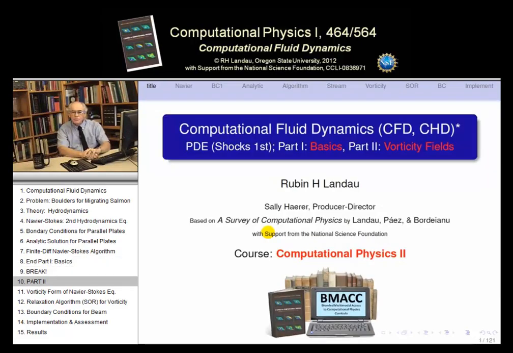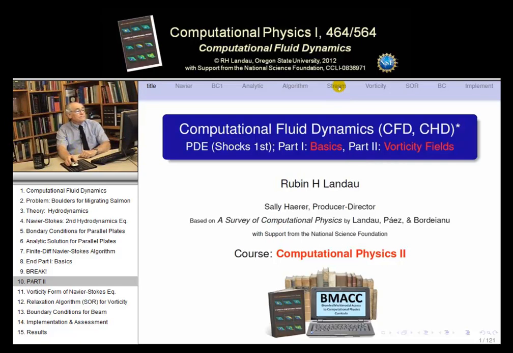Welcome back. This is part two of our lectures on computational fluid dynamics. And now we'll talk about vorticity fields. We'll talk about where the big boulder or the beam has to go in the river in order to give a place for salmon. So this is mathematically more interesting, and it will also end up with a computation which you could use.